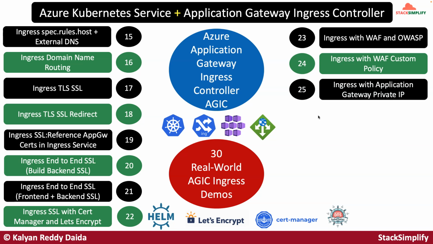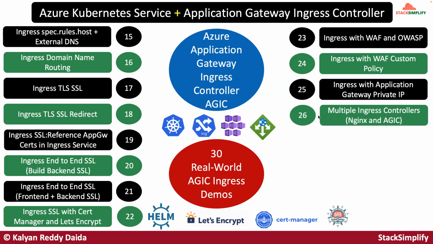So for internal applications, if you want to access your applications internally, and then it should be fronted by application gateway, and for that purpose, we will associate a private IP to our application gateway and use it in the Ingress service. So that demo we are going to implement. After that, we will implement multiple Ingress controllers demo.